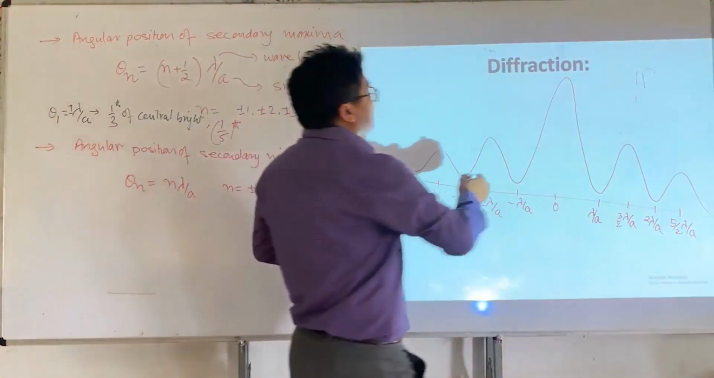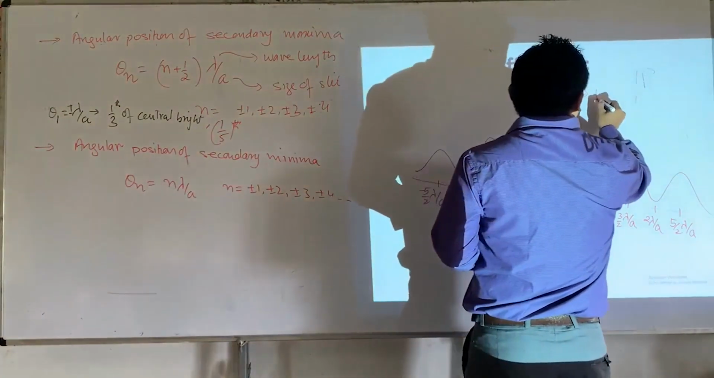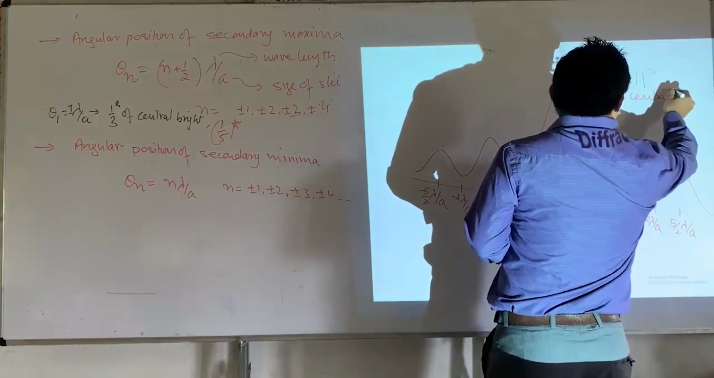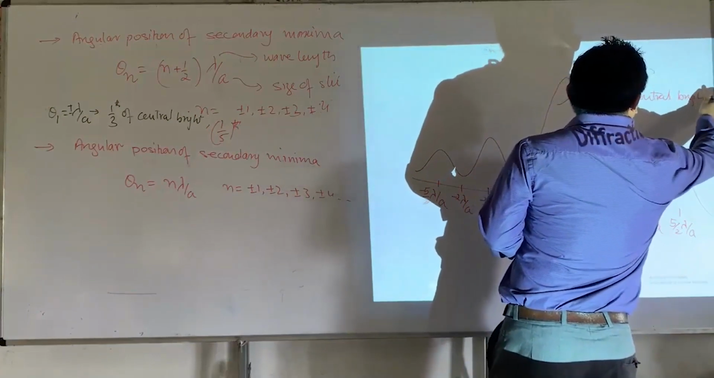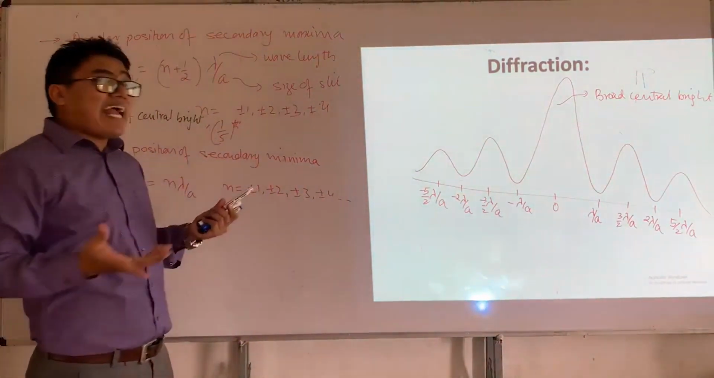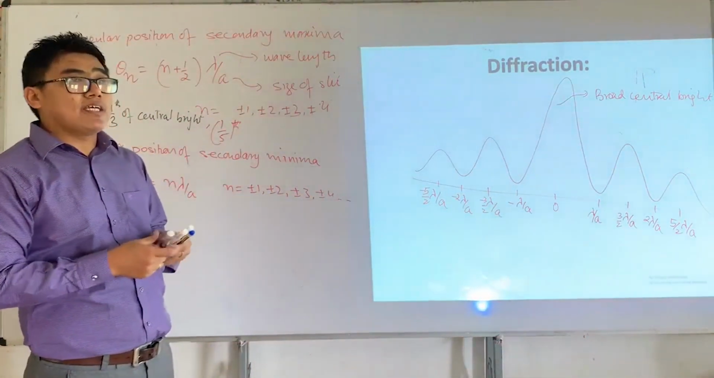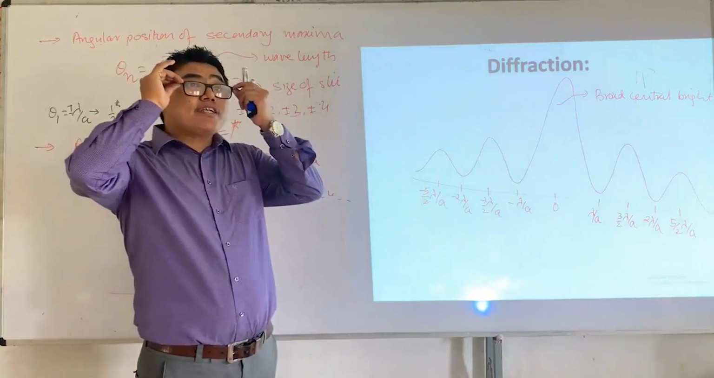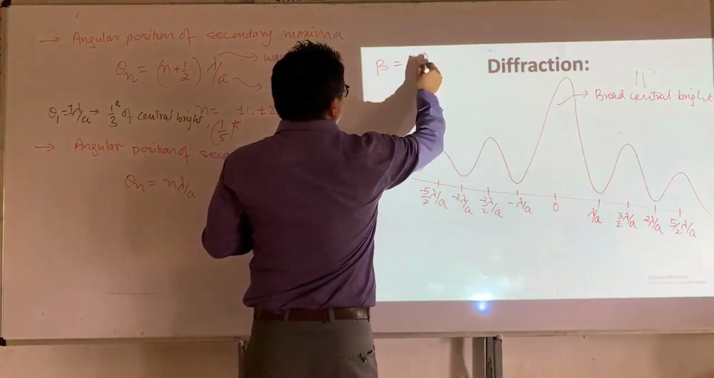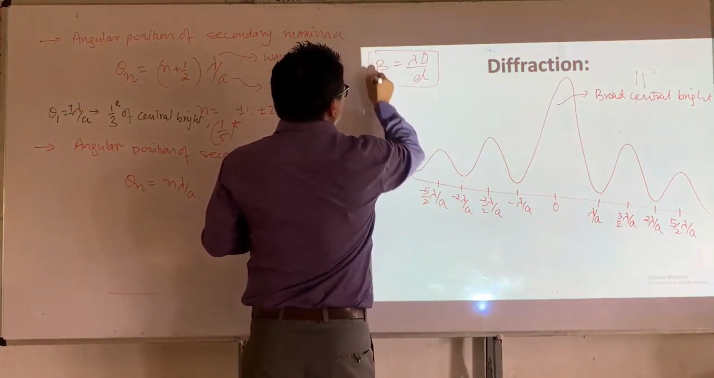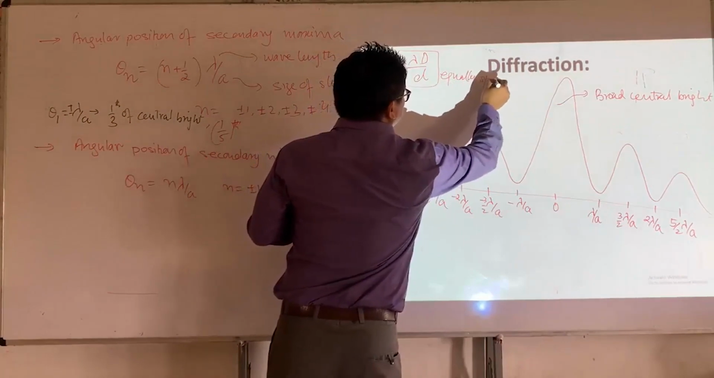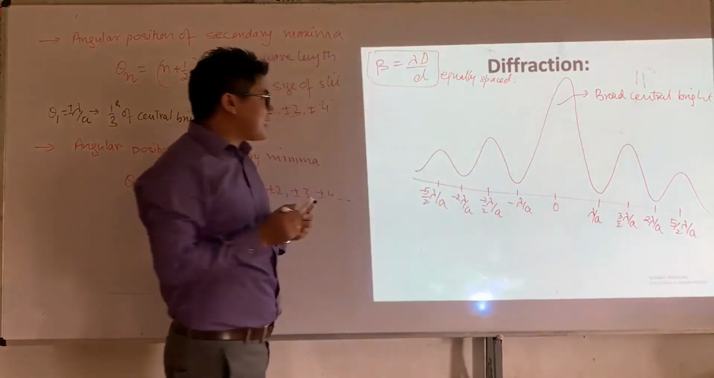And this is a central bright. This is what we call a broad central bright. And now look at here, unlike interference, when we talk about interference fringe width, this is equal to lambda D by small d. I say it is equally spaced for interference. This is equally spaced in case of interference.